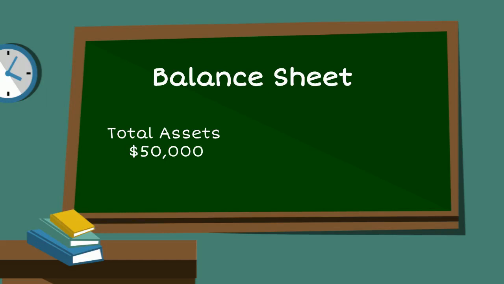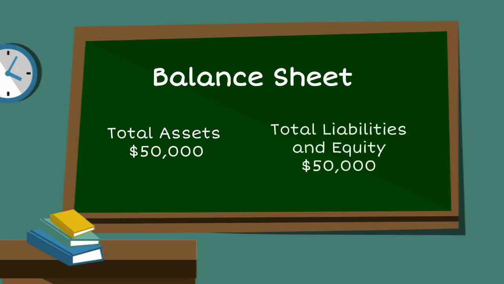And then on the other side of it, we would have total liabilities and equity, which going back to our accounting equation would equal the total assets of $50,000. And again, we would list every item that goes into making up the liabilities and equity. Thus, the balance sheet balances.